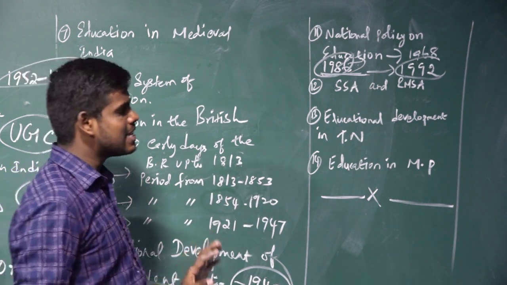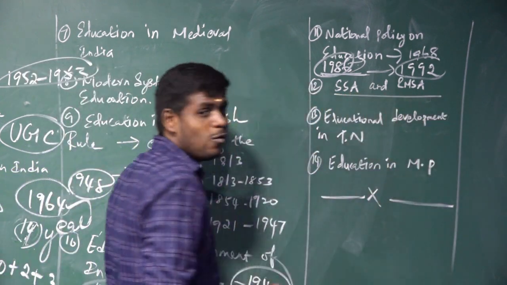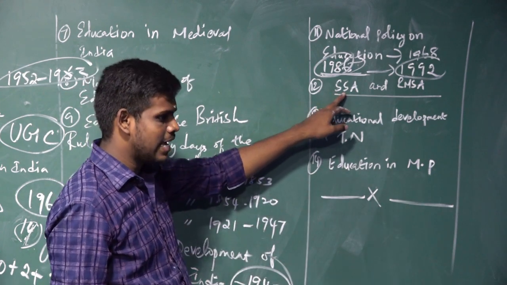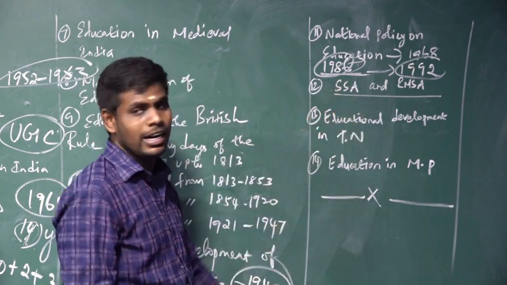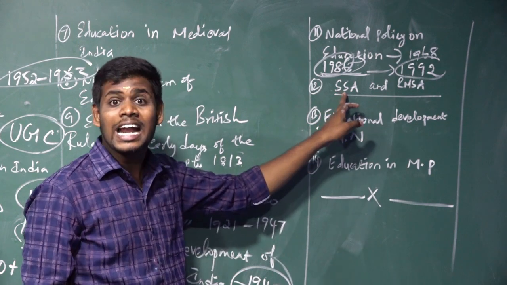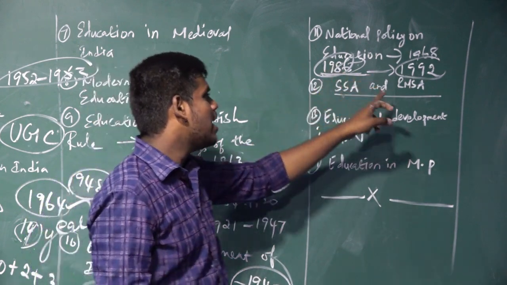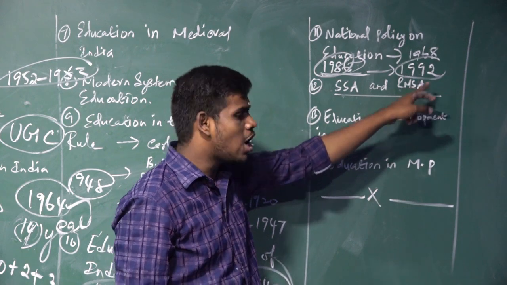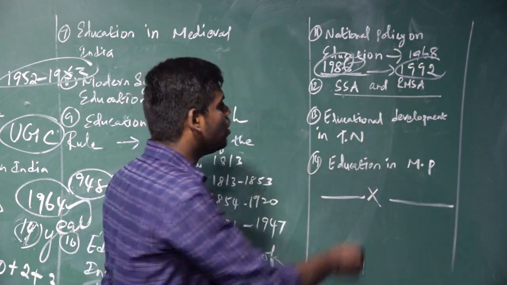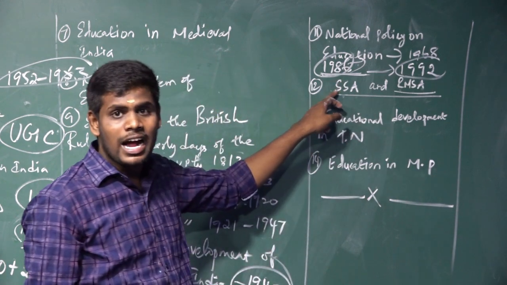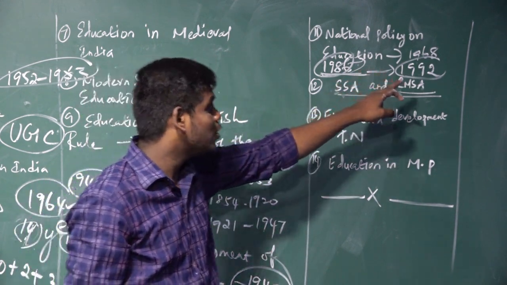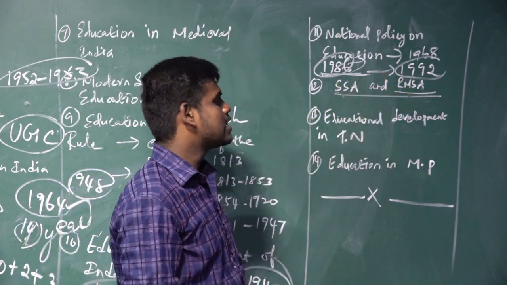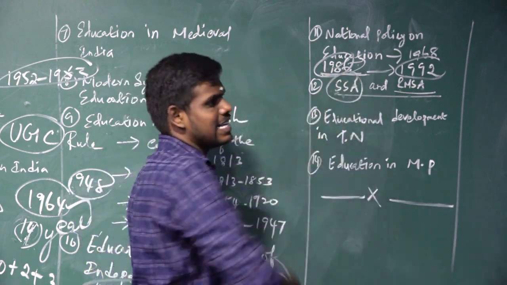Next one is SSA and RMSA. What is the expansion of SSA? Sarva Shiksha Abhiyan. In Tamil we say Anaivarukkum Kalvi Thittam. And RMSA is called Rashtriya Madhyamik Shiksha Abhiyan, in Tamil Anaivarukkum Idainilai Kalvi Thittam. First of all, we are going to discuss SSA.